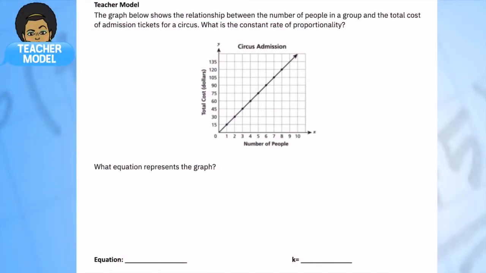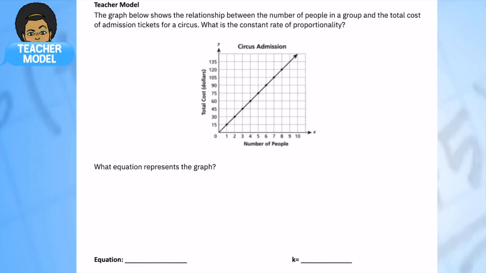We're going to do some more work with constant rate of proportionality and looking at ratios on graphs and equations. Love this topic. It's just so interesting to me. I love being able to see our rate and proportion in different formats, in different forms.